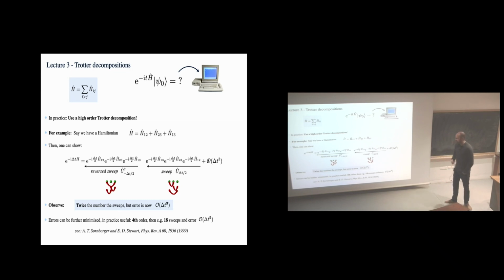So again, this is something that really pays off, because if I would use this first order, I would have just 3 sweeps here, but I would have an error which would be delta t squared, and here I have an error that goes as delta t cubed only by doubling the number of sweeps.